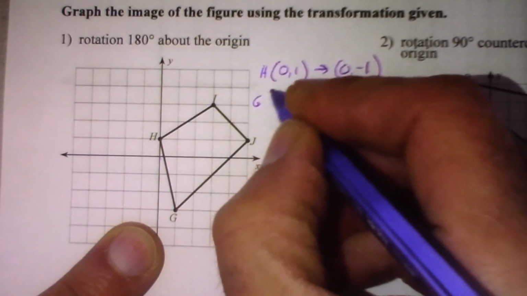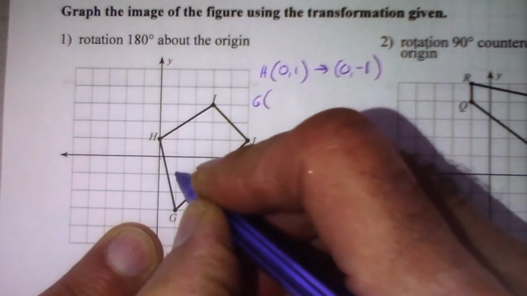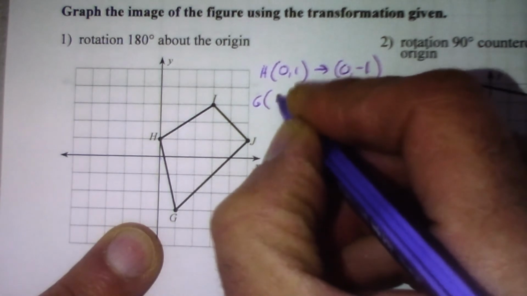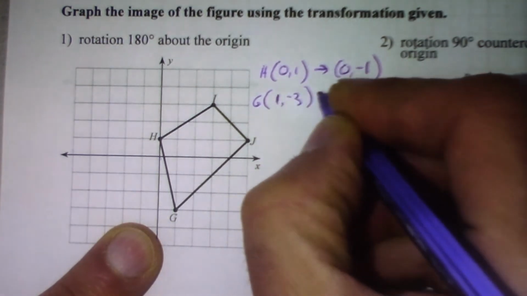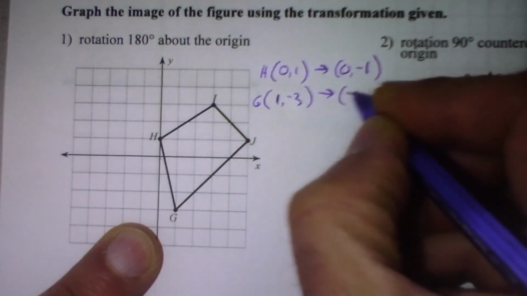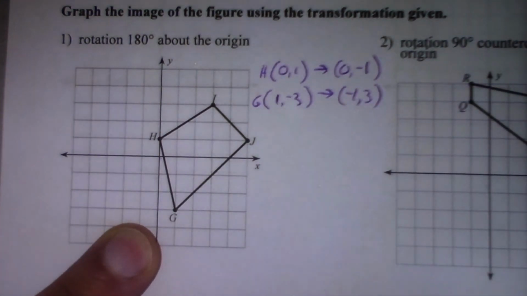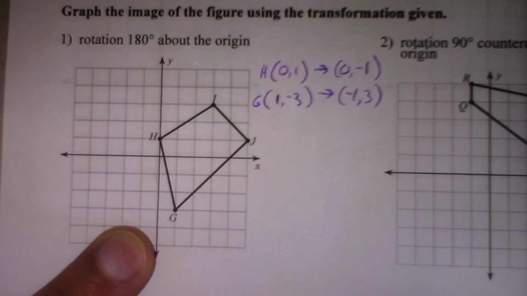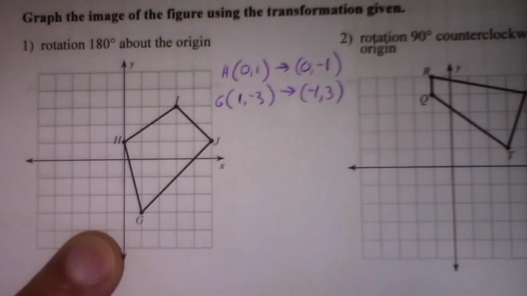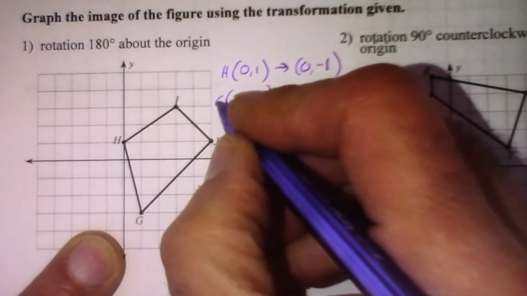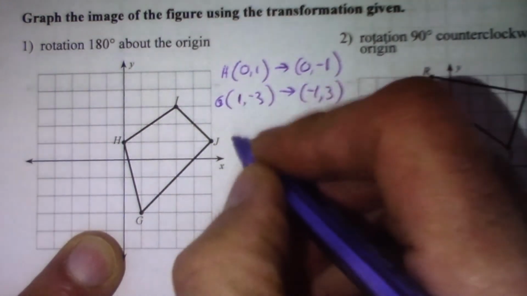Point G is at 1, -3. So that's going to become -1, +3. Remember, if it's a 180 degree rotation, X and Y stay X and Y, they just become opposite of what they are. And that's noted by the negative sign. Okay?